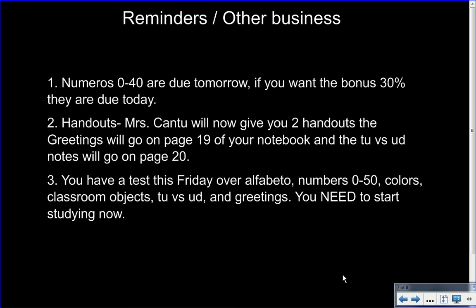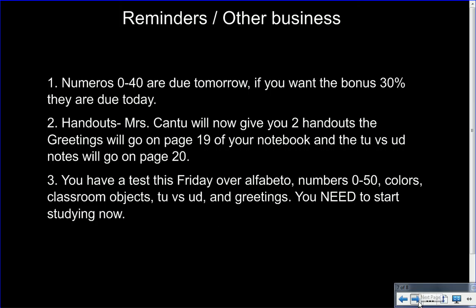Also, some of you weren't in class on Friday, so you need to get with your classmates and copy the classroom objects from their notebooks. They have it on page 17. So you guys who were there Friday, please share with your classmates who weren't there on Friday and make sure they get those from you.